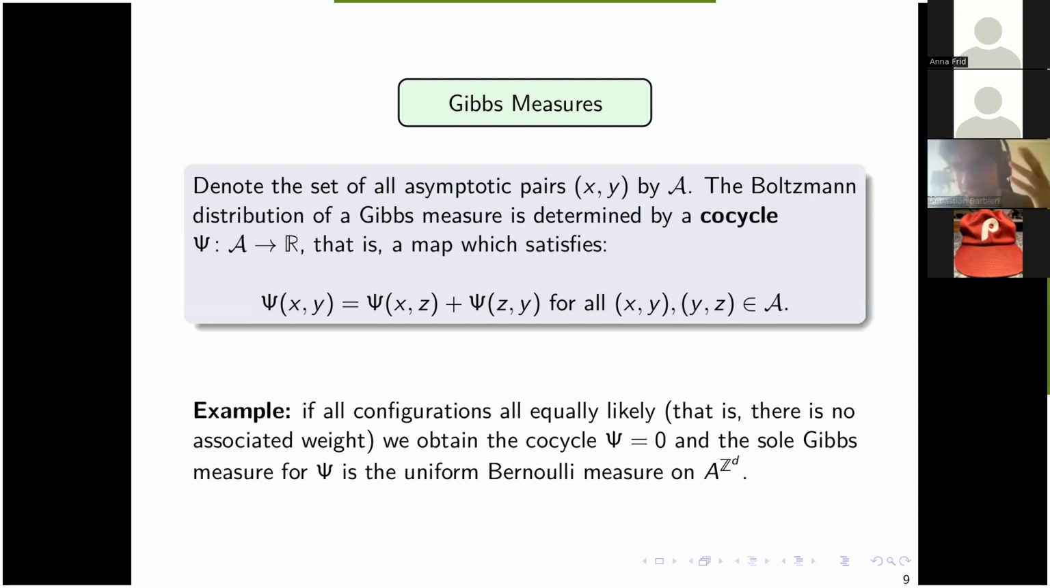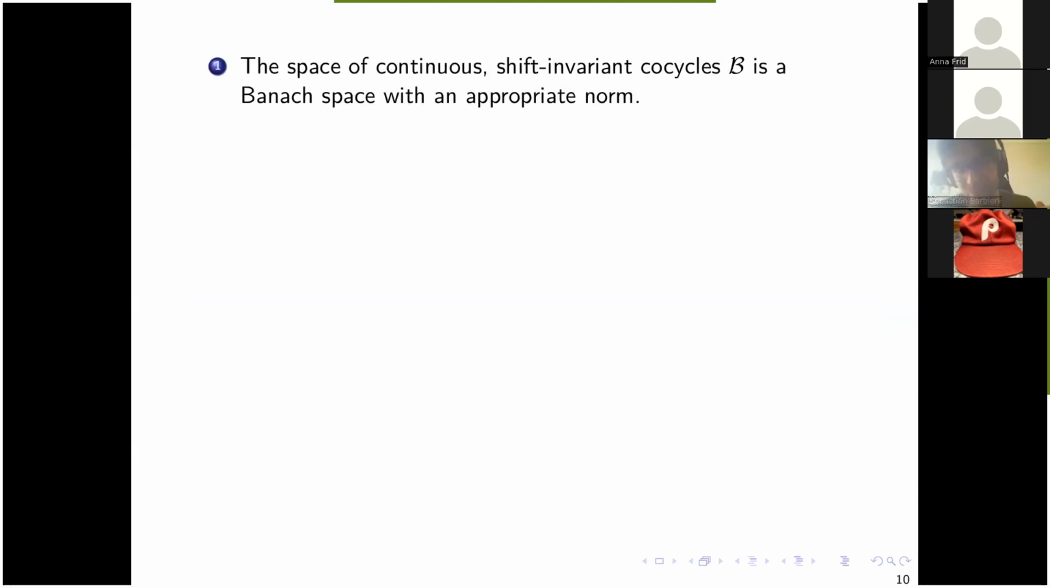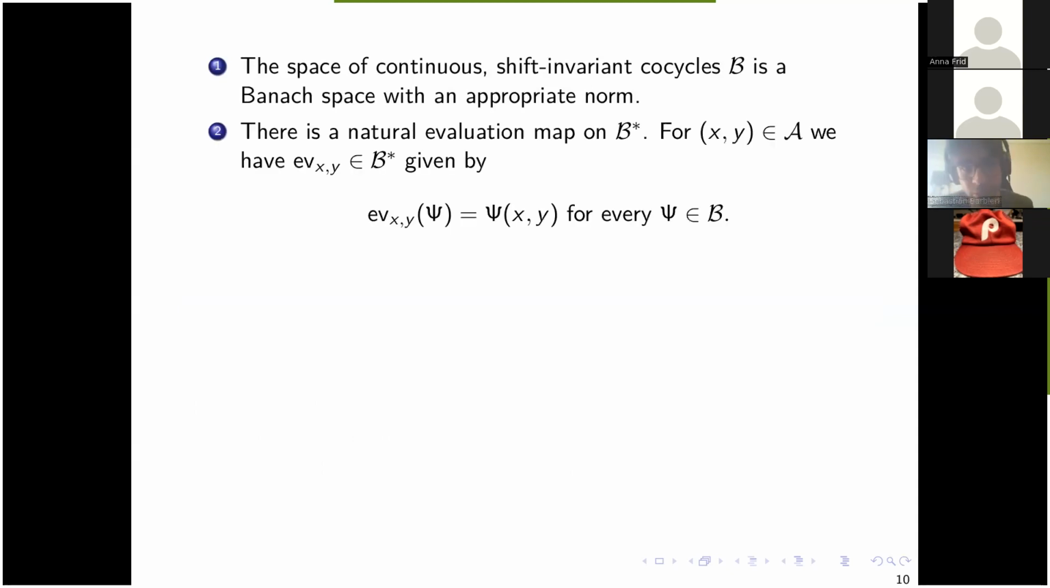Okay, so again, what does this have to do with indistinguishable asymptotic pairs? Here it comes. If I look at the space of continuous shift-invariant cocycles, it turns out that this thing is a Banach space with some appropriate norm. So I can take this space of cocycles and linearize it and make it a Banach space with some nice norm.